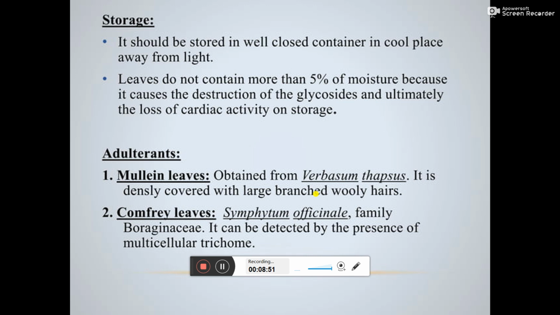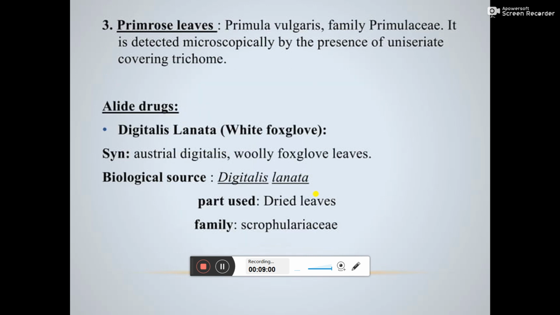And comfrey leaves, the second one, that is Symphytum officinale, belongs to family Boraginaceae and it can be detected by the presence of multicellular trichomes. And the third adulterant is primrose leaves. The botanical source for primrose leaves is Primula vulgaris, family Primulaceae, and it is detected microscopically by the presence of covering trichomes. So this is about adulterants.